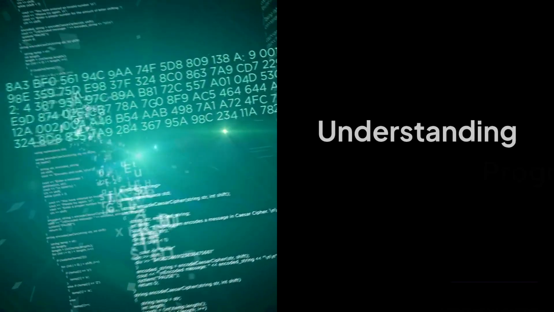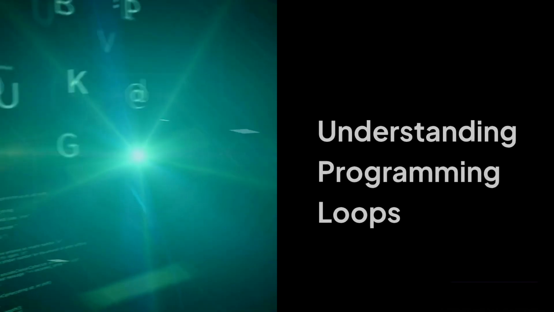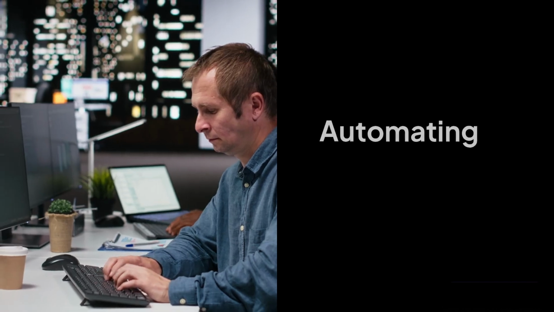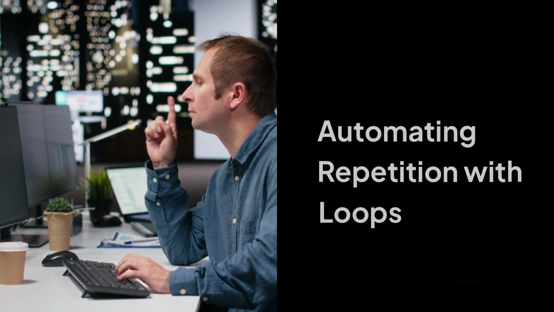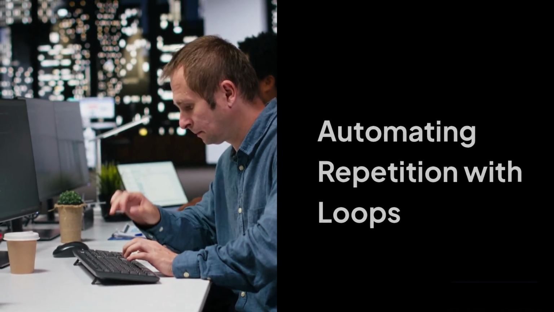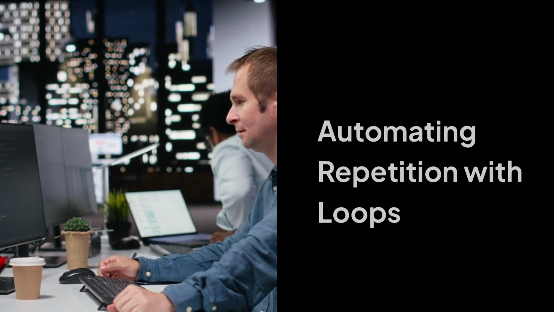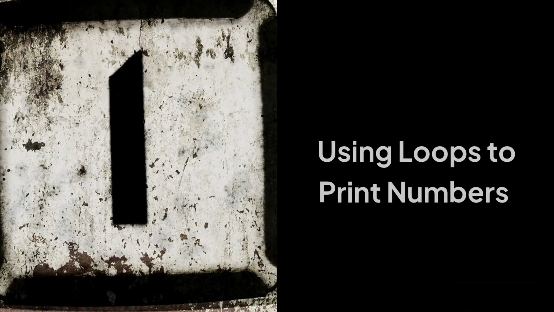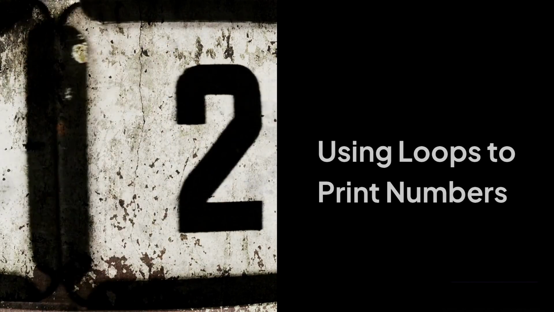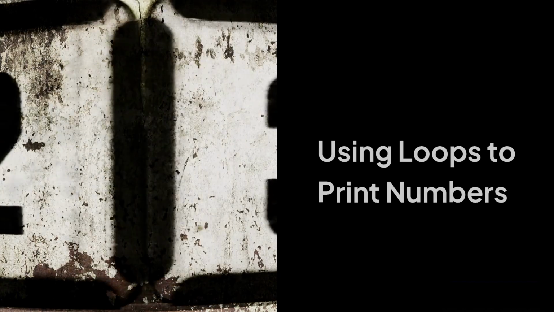Loops are used when you want to repeat something multiple times. Instead of writing the same line again and again, you use a loop to automate the repetition. For example, if you want to print numbers from 1 to 10, a loop can do that easily.